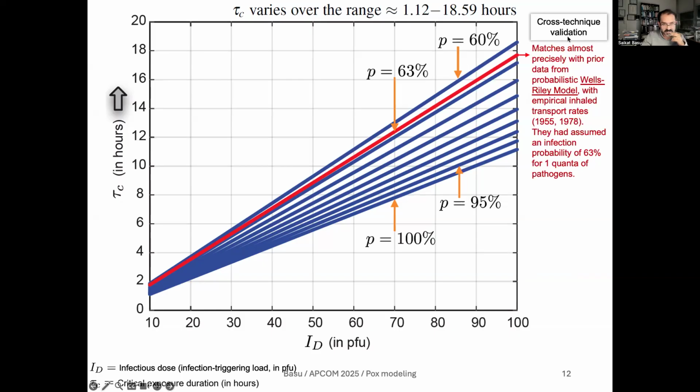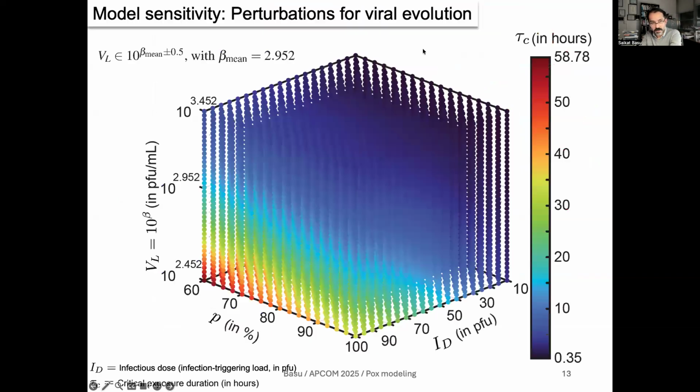So with this cross-technique validation, we would go a step further. But before that, the overall critical exposure duration in our work right now is typically between 1.1 to around 18.6 hours. Now moving a step forward from here, we are considering viral evolution as well by perturbing the viral concentration, specifically the index here. So the beta mean is being perturbed by plus minus 0.5. As a result, the overall critical exposure duration now ranges from 0.35 hours, which is approximately 21 minutes, to around 60 hours.